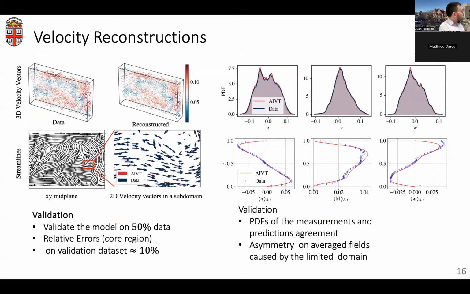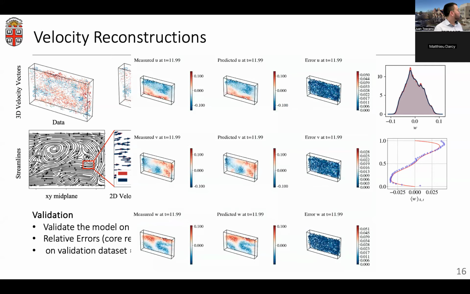Okay, so with that we see that we reconstruct. They do not only match the PDFs, they match in L2 because the relative error is 10%, and they also match in average. Here is how the reconstructions look: prediction, measurement, prediction, and point-wise errors.